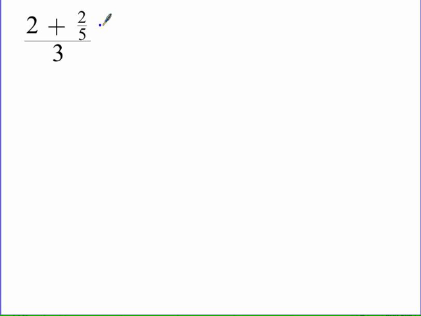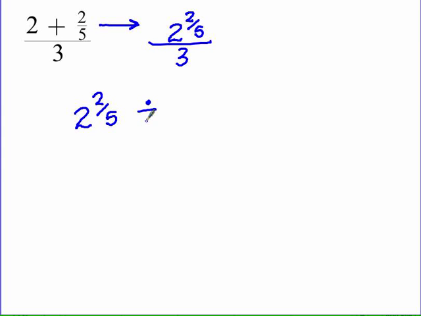So first of all, what's 2 plus 2/5? 2 and 2/5. Now, what a lot of people do on this problem is they don't write it out this way. There's a big reason why I write it this way. Okay? One, you don't have a fraction within a fraction, and it's a little bit easier to simplify.